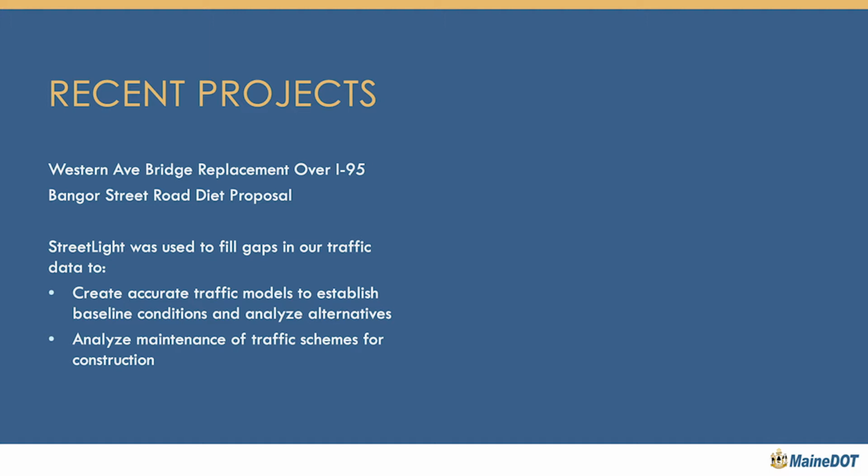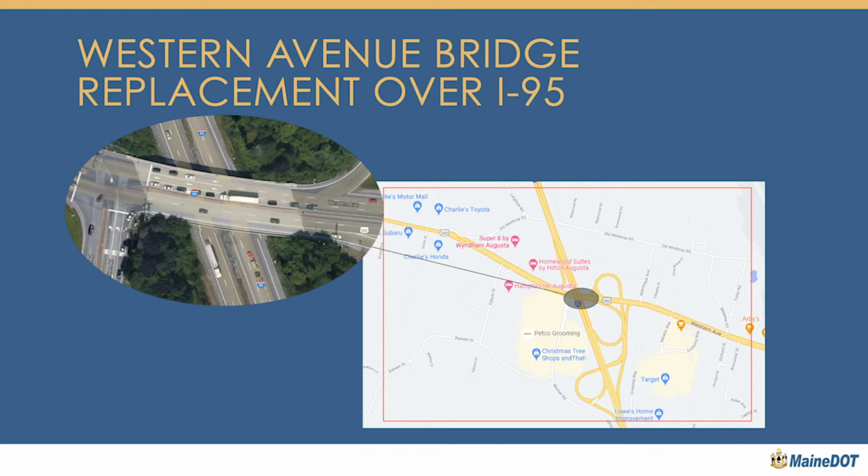And for each project, I'll discuss how we use StreetLight to fill in the gaps in our traffic data in order to create accurate traffic models in order to establish the baseline conditions, analyze alternatives, and analyze maintenance of traffic schemes for construction. So the first project is the Western Avenue Bridge Replacement Project over Interstate 95.